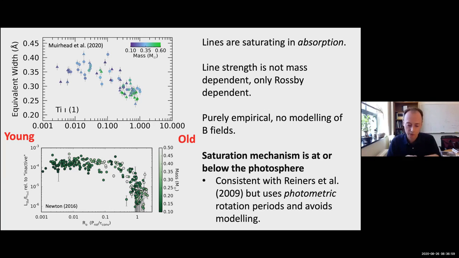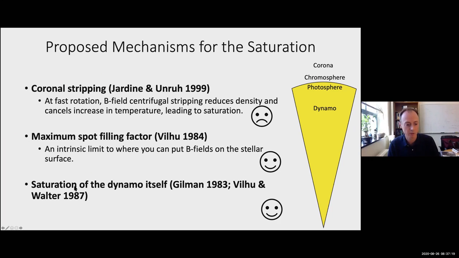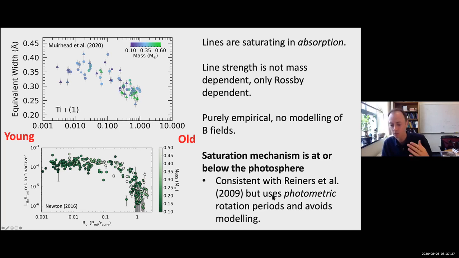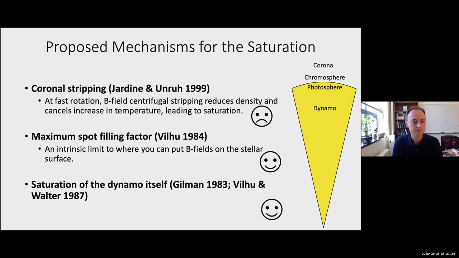And this is further evidence, along with Reiners et al. 2009, that the mechanism for saturation is at or beneath the stellar photosphere. The mechanism causing this saturating effect here is not inherent to the chromosphere and corona. It's actually in the photosphere, deeper. So that really suggests that we're either dealing with a maximum spot filling factor or saturation of the dynamo itself. But unlike Reiners et al., we did not do any modeling, and we used photometric rotation periods, not V sin I. So I feel like it's enhancing that result.